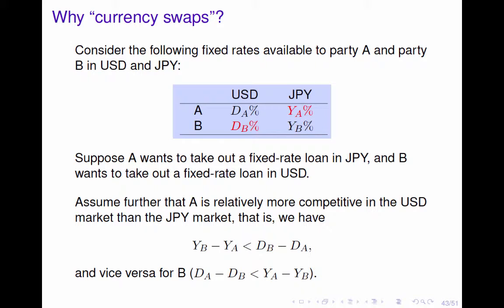Assume further that A is relatively more competitive in the US dollar market than in the Japanese yen market. That is, we have YB minus YA less than DB minus DA. And equivalently, B is relatively more competitive in the Japanese yen market than the US dollar market. That is, DA minus DB is less than YA minus YB.